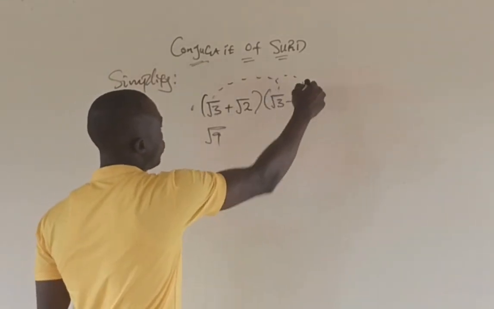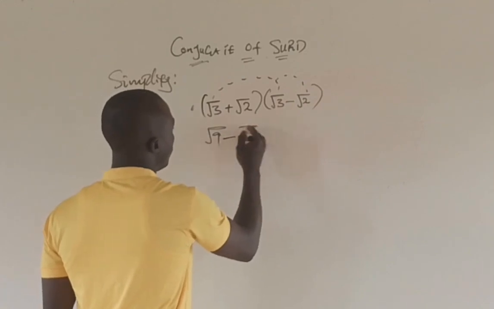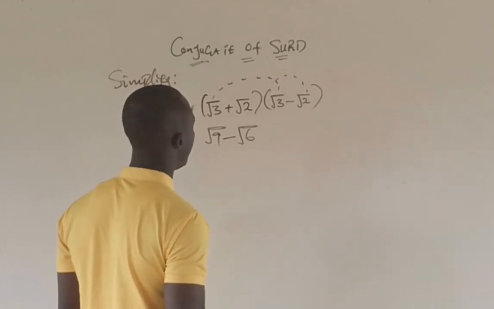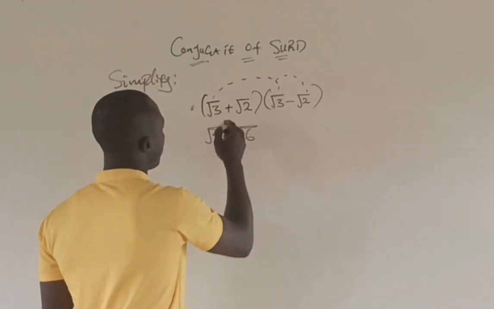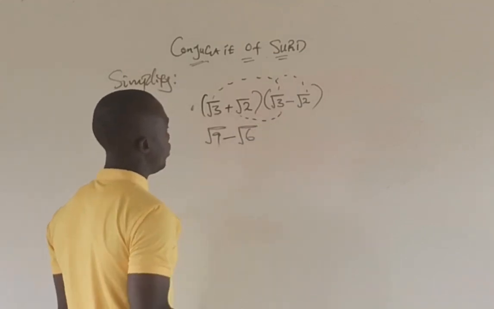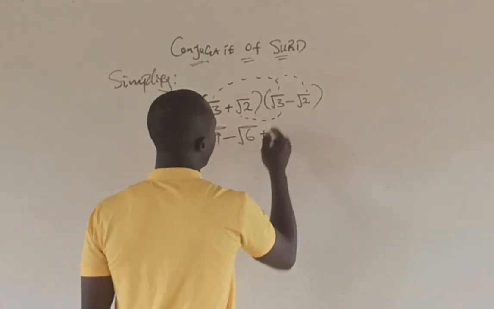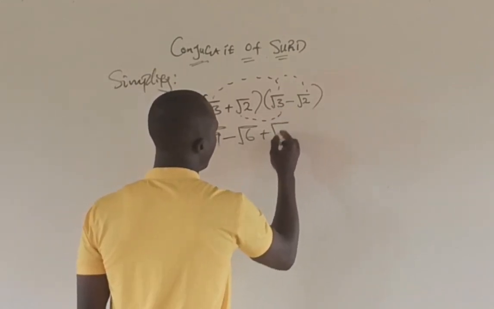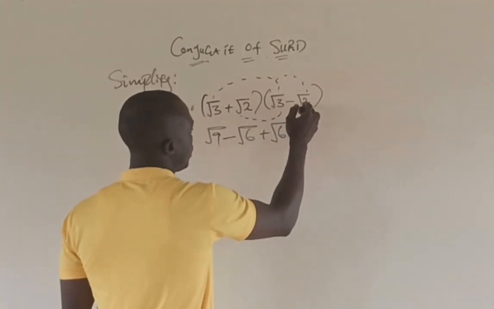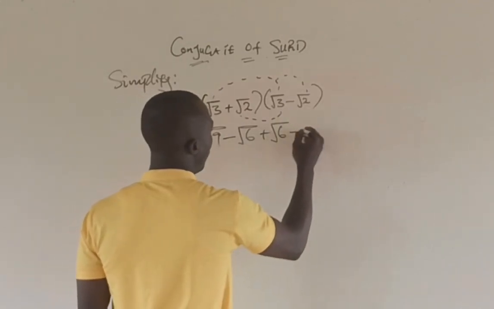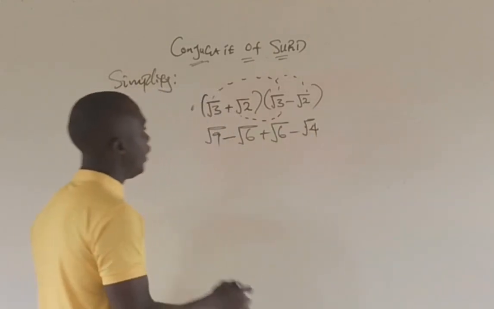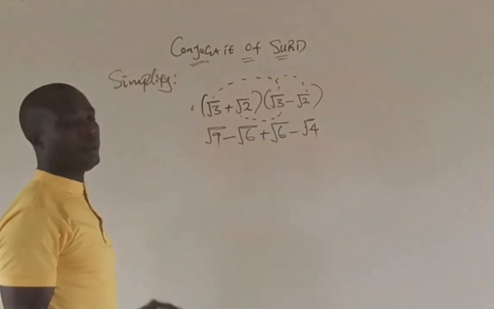Root 3 times root 2 will give us minus root 6. Then plus root 2 times root 3 will give us plus root 6. And then plus root 2 times minus root 2 will give us minus root 4.